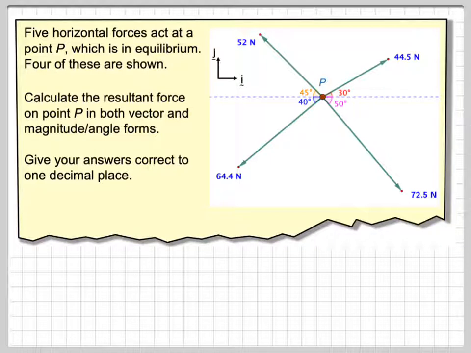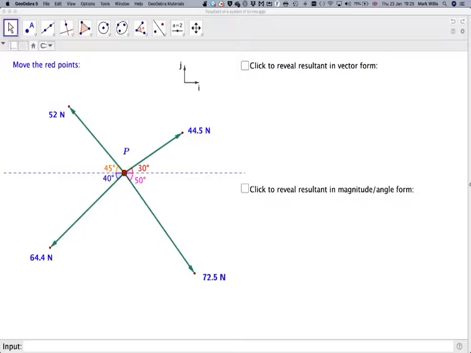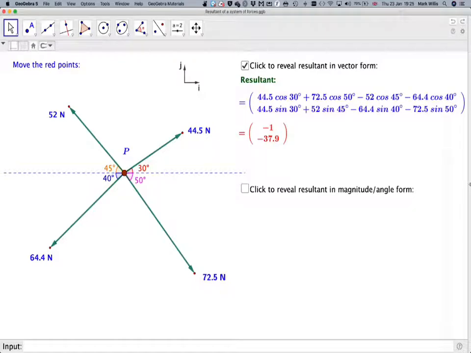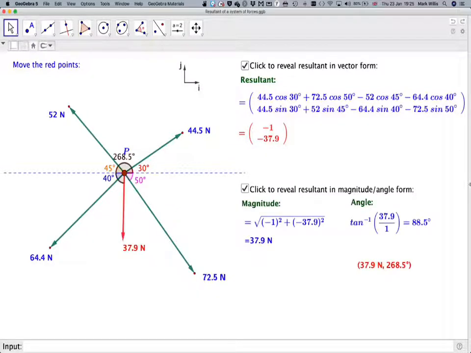to 1 decimal place. So if we go to this GeoGebra app, which I will put in the notes of the video, here we see we have the 4 forces with the same angles. If I click on here, I get it in vector form. So this is us actually resolving it. In a minute we'll just do it more formally, and this will be the force. If I click on this one, I actually get to see the fifth force, okay, and the magnitude and in angle form.